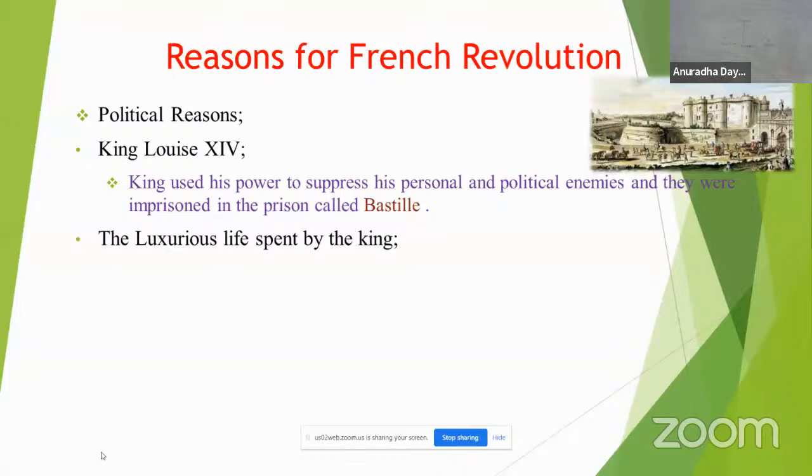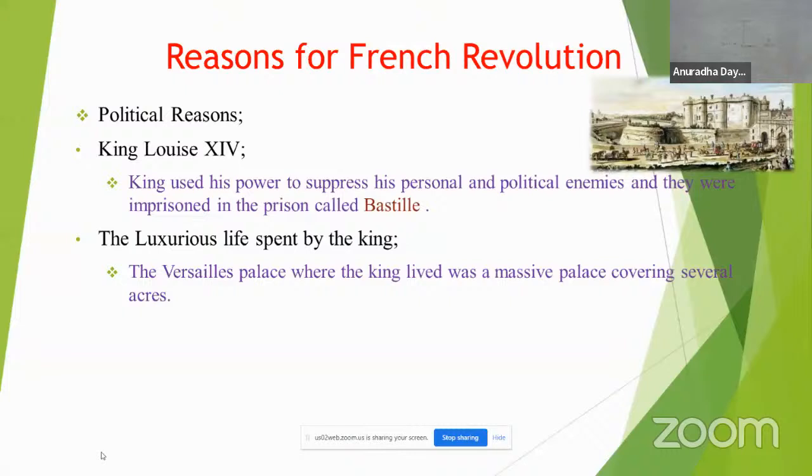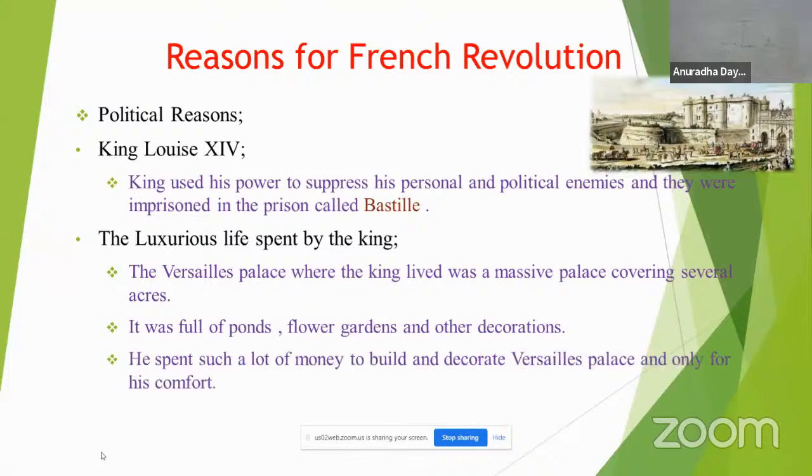Now see the luxurious life spent by the king. So the king was just spending a luxurious life. Versailles Palace. This is the palace that the kings of the Bourbon dynasty were living in France. The palace was massive, covering several acres. It was full of ponds, flower gardens, and other decorations. He spent such a lot of money to build and decorate Versailles Palace, and only for his comfort. That means only the comfort of the king's family. All the luxurious things were done here and spent here.